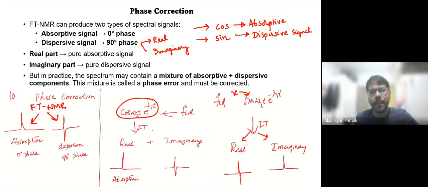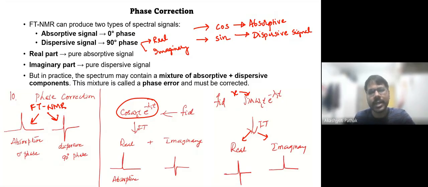So if you do the cosine function, there will be some absorptive signals, there will be some imaginary signal. You want the cosine function to give 100% absorptive signal, and your sine function to give 100% dispersive signal. But when you are recording the signal, there can be an imaginary part, or there can be some dispersive signal in the cosine function, and there can be some absorptive signal in the dispersive signal. So that is what is there.